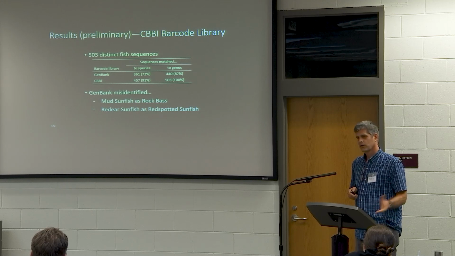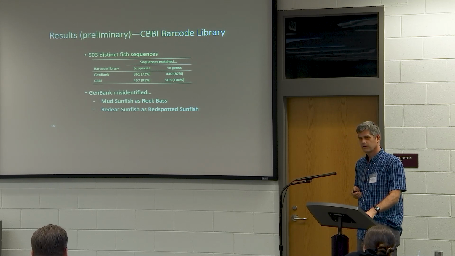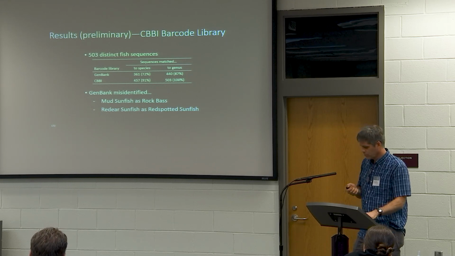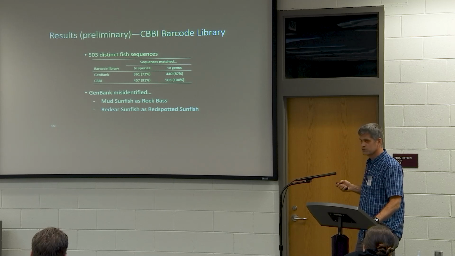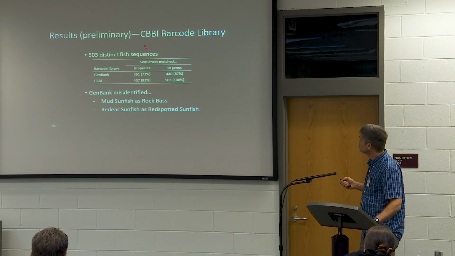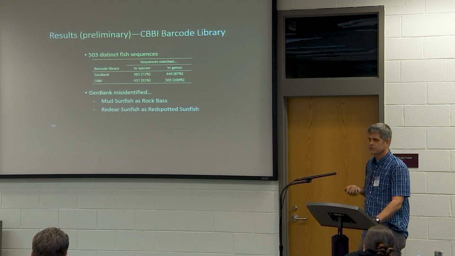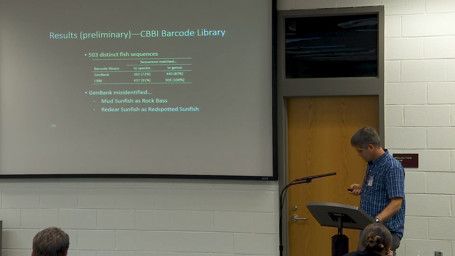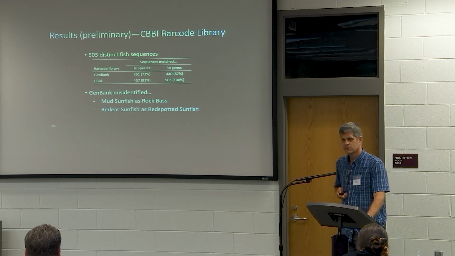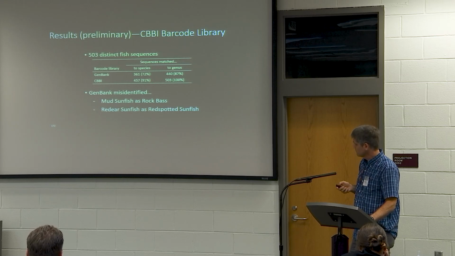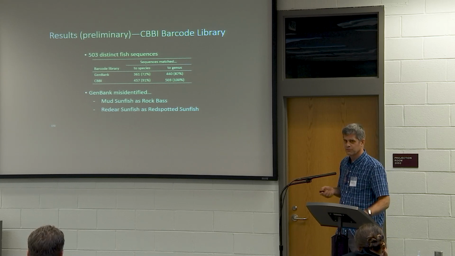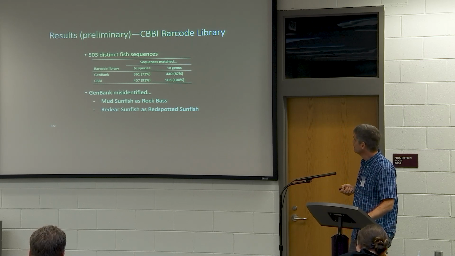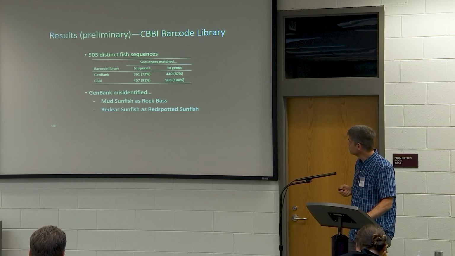But when we matched those sequences up with the Smithsonian's Chesapeake Bay library, we're able to get much better, much more of those sequences matched to a known fish. 91% were matched to species, and 100% matched to genus. We noticed that there were a couple strange IDs in the GenBank results. Not too bad, but mud sunfish that were confidently identified as rock bass, which don't occur there, and redear sunfish reported as redspotted sunfish.